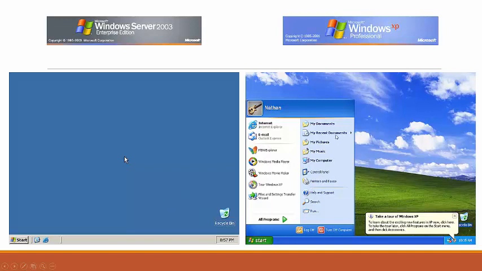Well, sticking with the model of having a desktop OS and a server version, the server version of XP was Windows Server 2003, which you see right here. It is XP with server tools on it, Active Directory, DNS servers, DHCP servers, that kind of stuff.